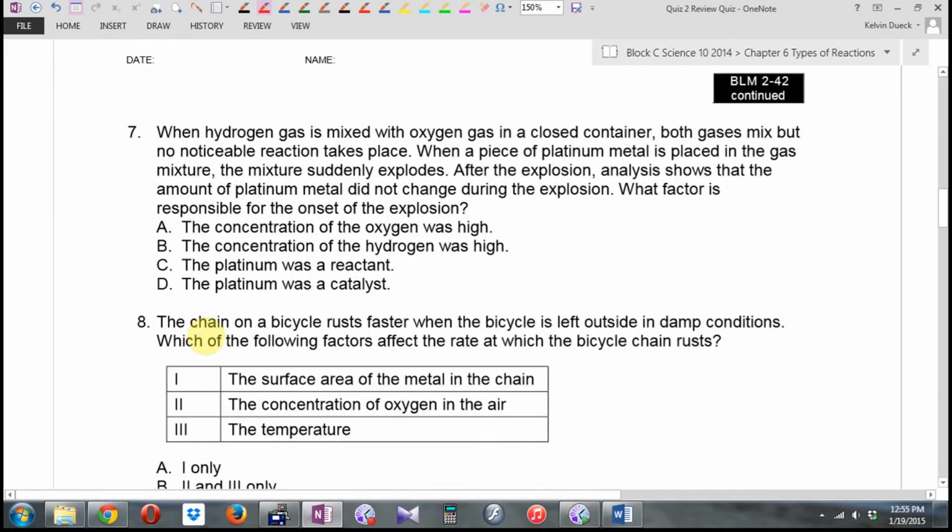Hydrogen gas is mixed with oxygen gas in a closed container. Both gases mix, but no noticeable reaction takes place. When a piece of platinum metal is added, the mixture suddenly explodes. Boom! Like that. After the explosion, analysis shows that the platinum metal did not change. What factor?